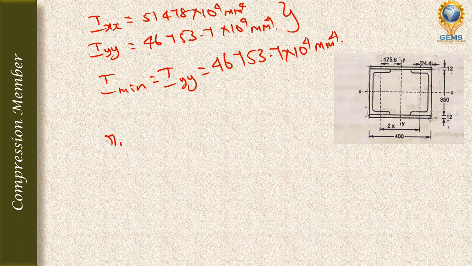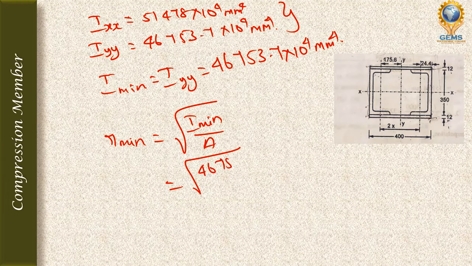Then we can go for the r minimum. The r minimum value is the square root of I minimum by area. I minimum is 46753.7 into 10 to the power 4, divided by the total area, 20332. So the r minimum value is 151.64 mm.